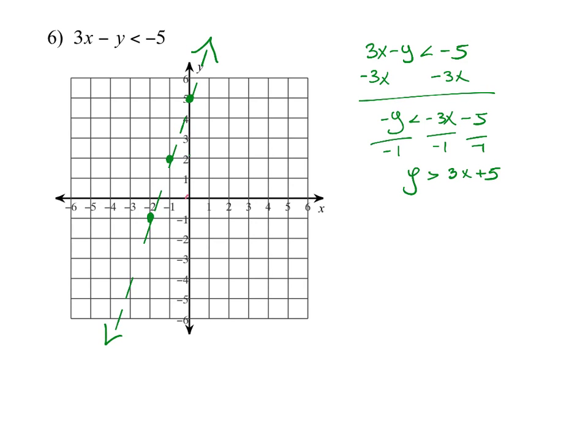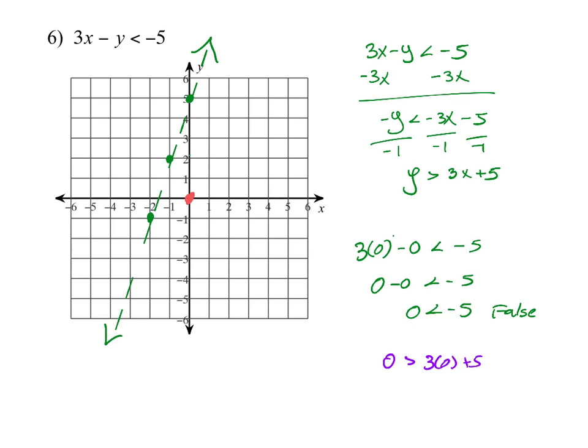My test point, 0, 0. I'm going to test on the original exercise instead of what I solved. So 3 times 0 minus 0 is less than negative 5, so 0 is less than negative 5. Again, this is false. So you can see that I'm also trying it on the one that I solved. So y is greater than, this is 0, 0 plus 5 is 5. This is also false.